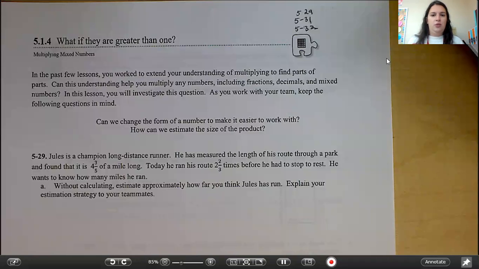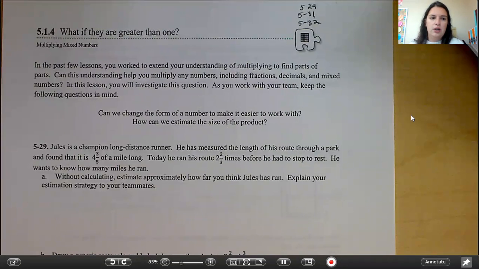Okay, hi everyone, I'm here with your 514 lesson, What if they are greater than 1? Multiplying mixed numbers. In the past few lessons, you worked to extend your understanding of multiplying to find parts of parts. Can this understanding help you multiply any numbers, including fractions, decimals, and mixed numbers? In this lesson, you will investigate this question. As you work with your team, keep the following questions in mind.